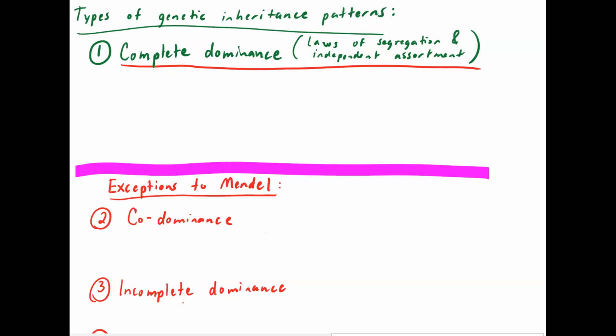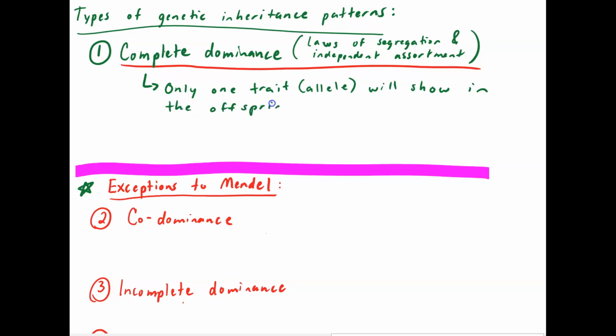As you're solving genetics problems, the first thing you're going to need to do when you read the problem is try and identify what type of inheritance pattern it is. Is it complete dominance, or does it fall down here to an exception to complete dominance? For complete dominance, basically only one trait, or more specifically, one allele, will show in the offspring. This was what we saw with the pea plants.